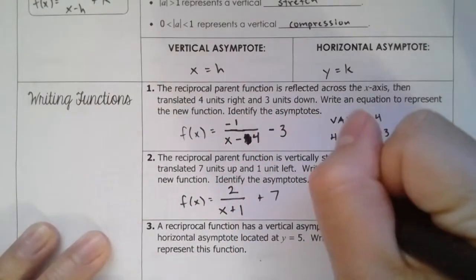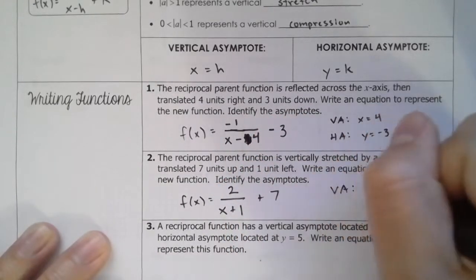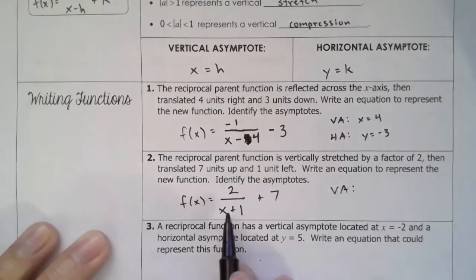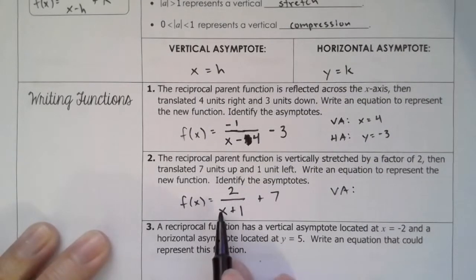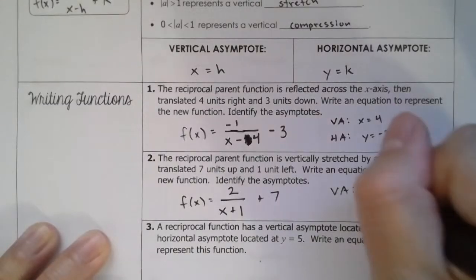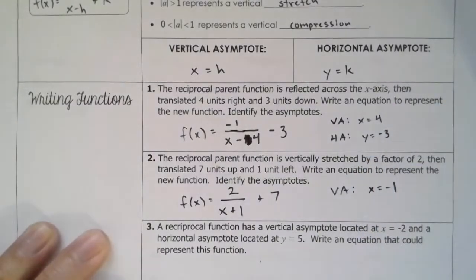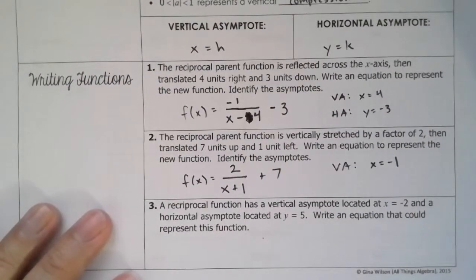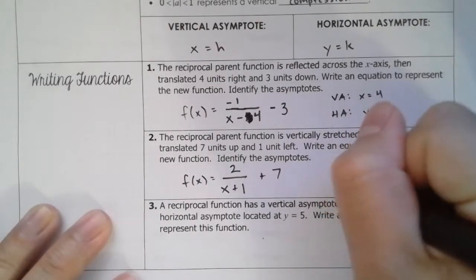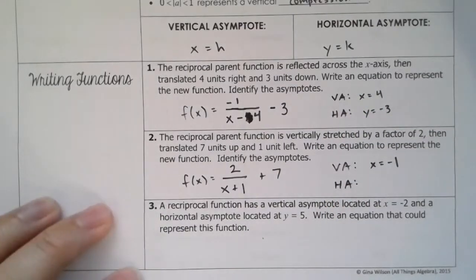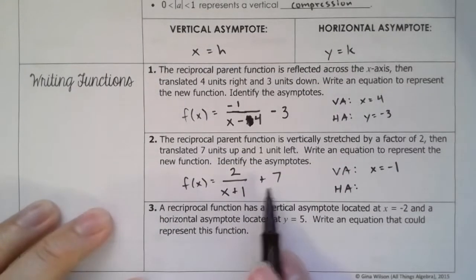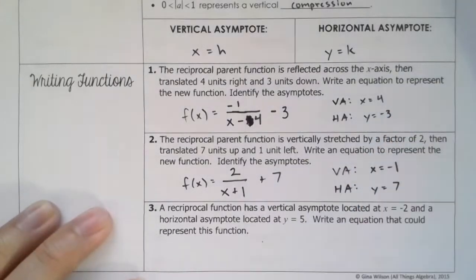My vertical asymptote, what do I plug in here that would give me an undefined value? I would have to plug in negative 1. So x is negative 1. That would be my vertical asymptote. My horizontal asymptote, what's my horizontal asymptote? It would be shifted up from 0, right? So y is equal to positive 7.